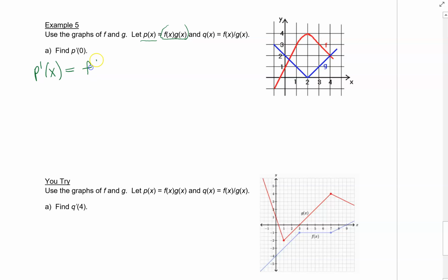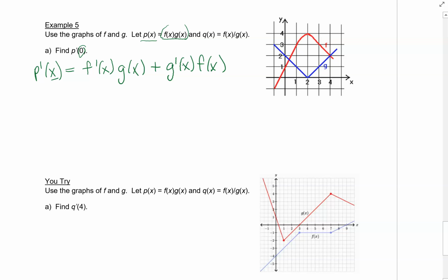So we just write out what the product rule is. f prime of x times g of x plus g prime of x times f of x. Write it out first with x plugged in, not 0. Then after you have the rule written out, then go ahead and plug in 0.